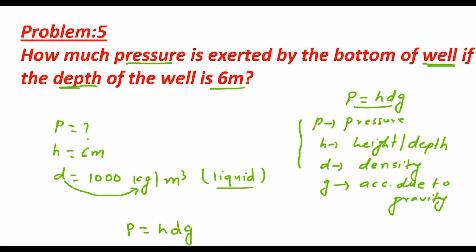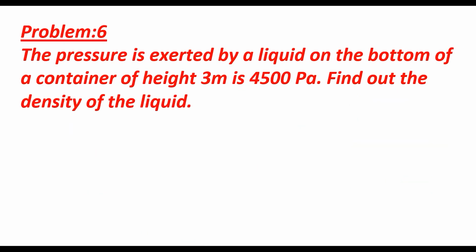Let us look at the next problem, problem number 6. In this problem the pressure is exerted by the liquid on the bottom of the container of a given height. So height is given, pressure is given. Find out the density. In case of height, we use P equal to h d g.